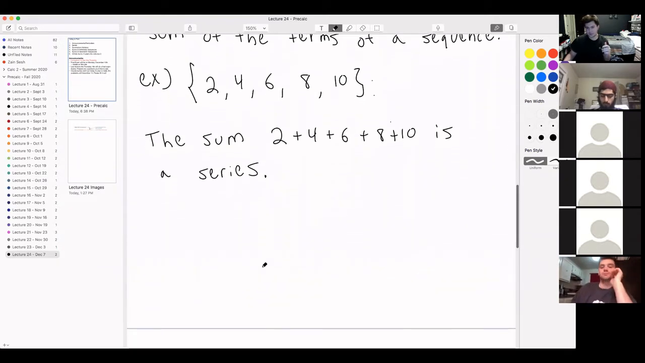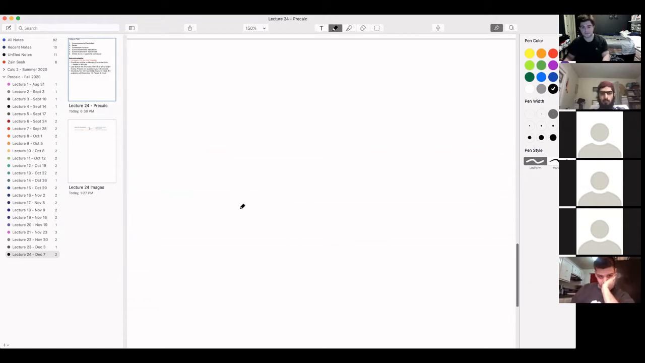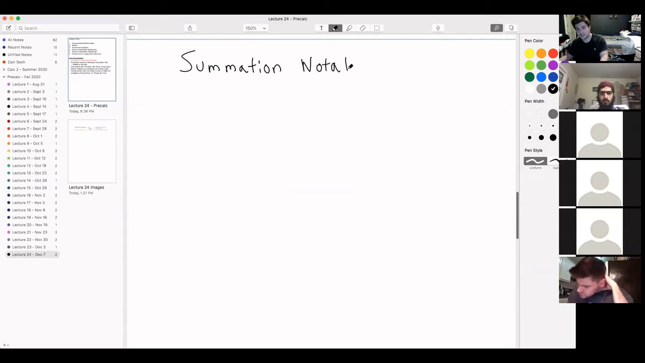The next thing we'll talk about is something called summation notation. We have a nice symbol to notate a sum. So I'm going to go to a new page. This heading is called summation notation, and in parentheses, it's also called sigma notation. That's another name for this.